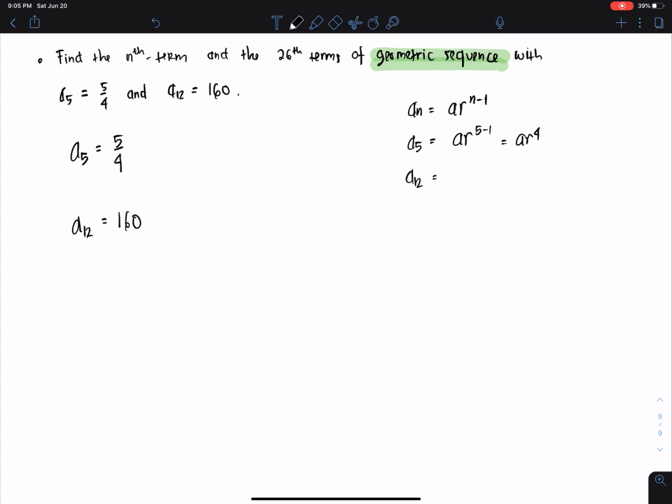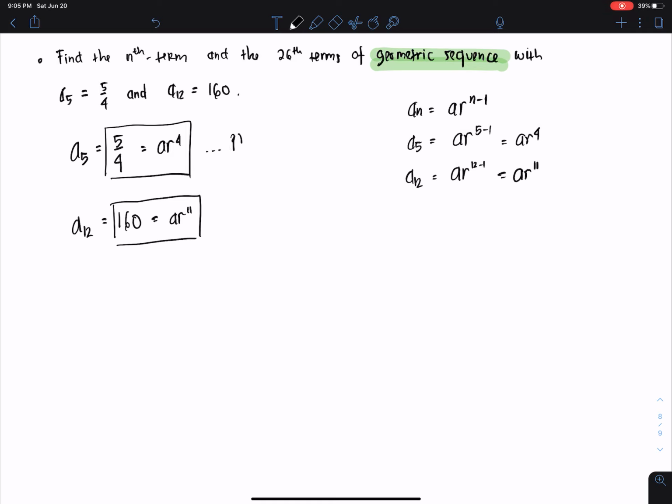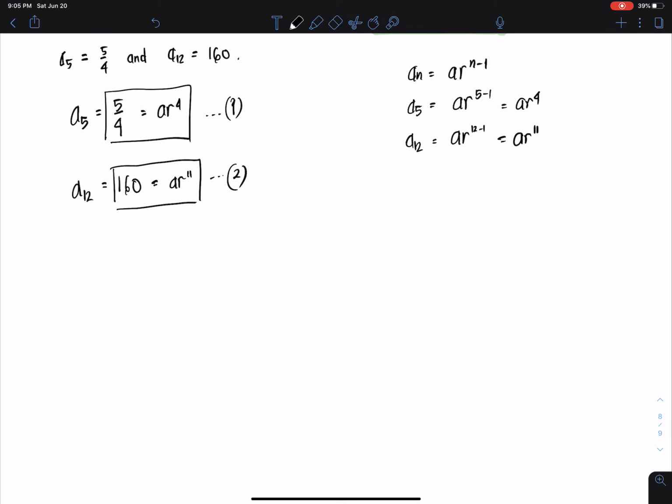With the same method, for A12 that will be A r^(12-1), which equals A r^11. So we can put this over here: A r^4 as equation 1, and here A r^11 as equation 2. Same as previous questions, we have two equations, and again we just do substitution.